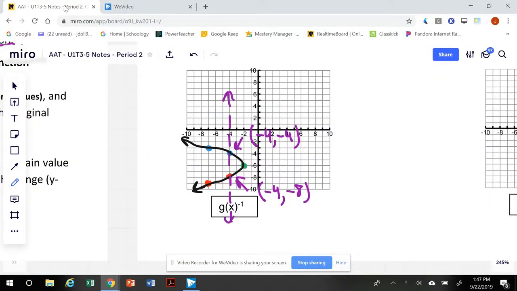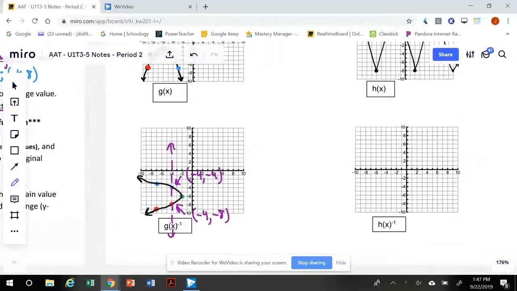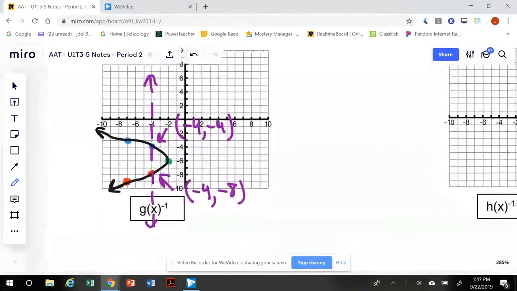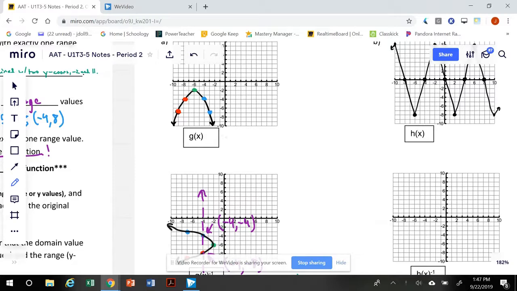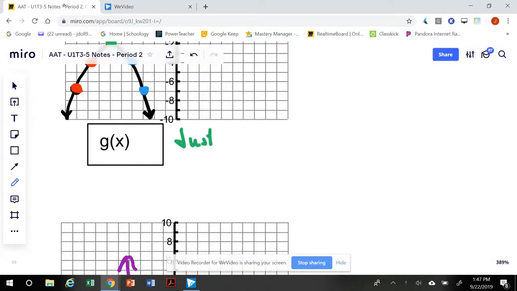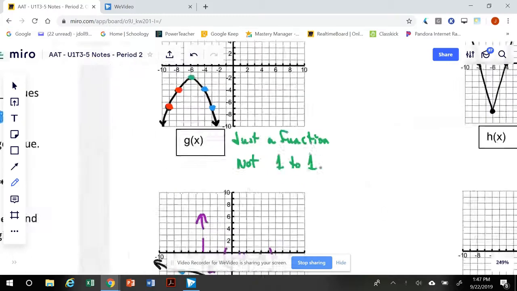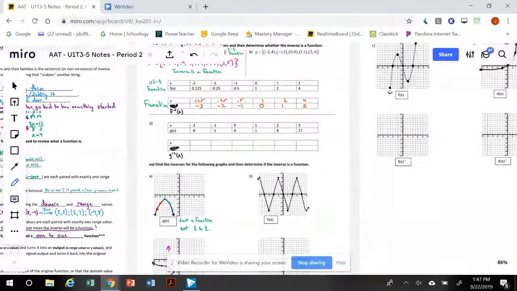So this is how we find the inverse of a function from its graph and then determine if it's an inverse, right? So we see this was not an inverse because of the 2 ordered pairs with the same x coordinate and different y coordinates. So this is not a function. Sorry, it is an inverse. It's not a function, which means the original is just a function, not a one-to-one function. Not one-to-one.